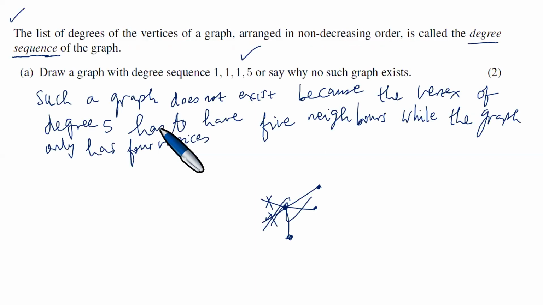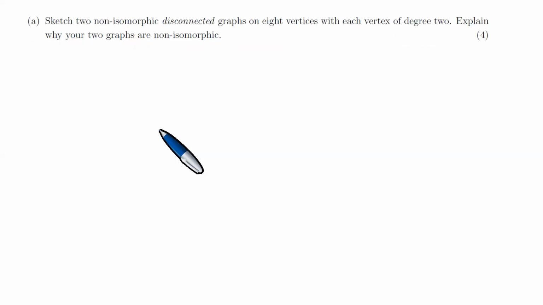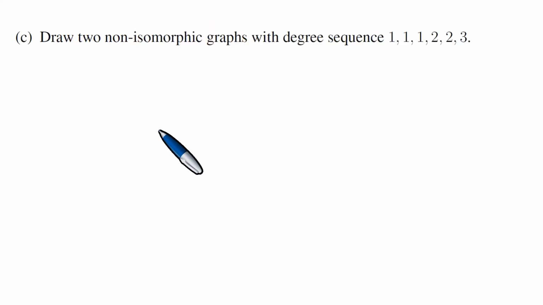That was B. I just want to give another example. I'm going to give it just here. Let's look at this one first. Here we need to draw 2 non-isomorphic graphs with that degree sequence. Is it possible?